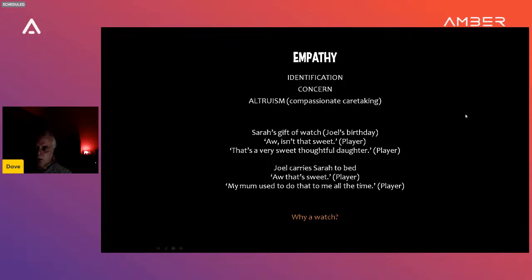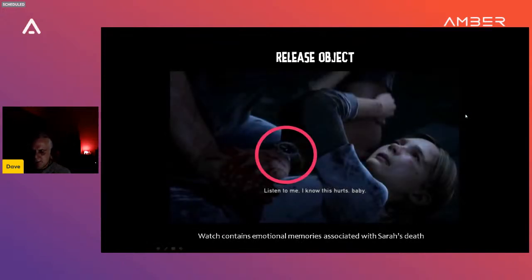But this is why the watch becomes a release object. You can think of a Horcrux in Harry Potter. It's going to be the thing that contains Sarah's life, her death, her soul, and then Joel's going to carry it with him through the main game. I first heard of release objects when I read Uta Hagen's Respect for Acting, and I keep seeing it come up since.